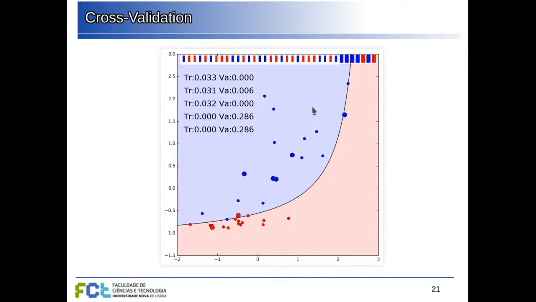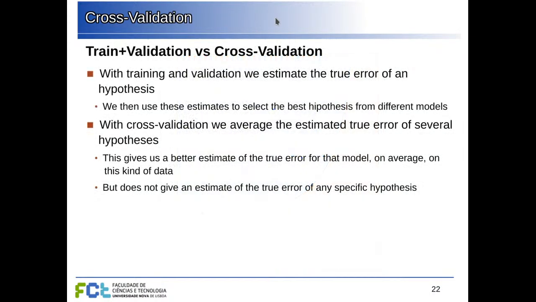So my estimate for what the true error of the model would be on average on this kind of data would be the average of these validation errors. This is what I estimate the error of the model would be on average on this kind of data. Note that this average is not the validation error of any specific hypothesis because I'm averaging over several hypotheses. But it gives me a better idea of what on average would be the validation error for this model when trained with this sort of data.